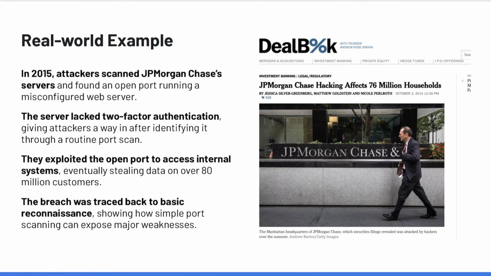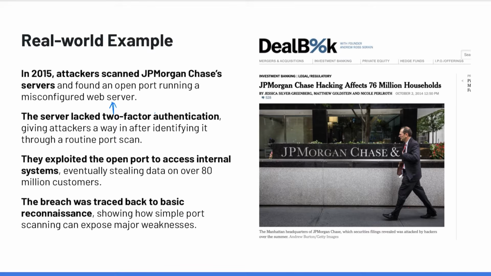So here's a real-world example of when attackers are able to use port scanning. They conducted a port scan on JP Morgan Chase's servers, which, if you don't know, is a massive investment bank. And they found an open port running a misconfigured web server. A web server is what you need to access to see a website. And remember, that runs on port 80. So that's something that you should probably try to secure.